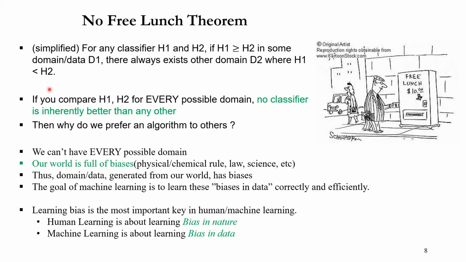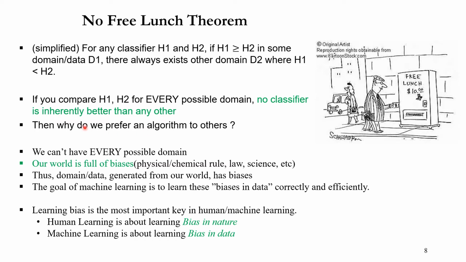Another way of saying this theorem is, if you compare two classifiers H1 and H2 for every possible domain, and this is unrealistic, but suppose you have every possible domain you can imagine, then if you compare classifiers H1 and H2, there is actually no winner. These two classifiers are equivalent. It means that if you have every possible domain you can imagine in your world, then no classifier is inherently better than the other. That's the no free lunch theorem. If you have every possible data, two classifiers are the same.